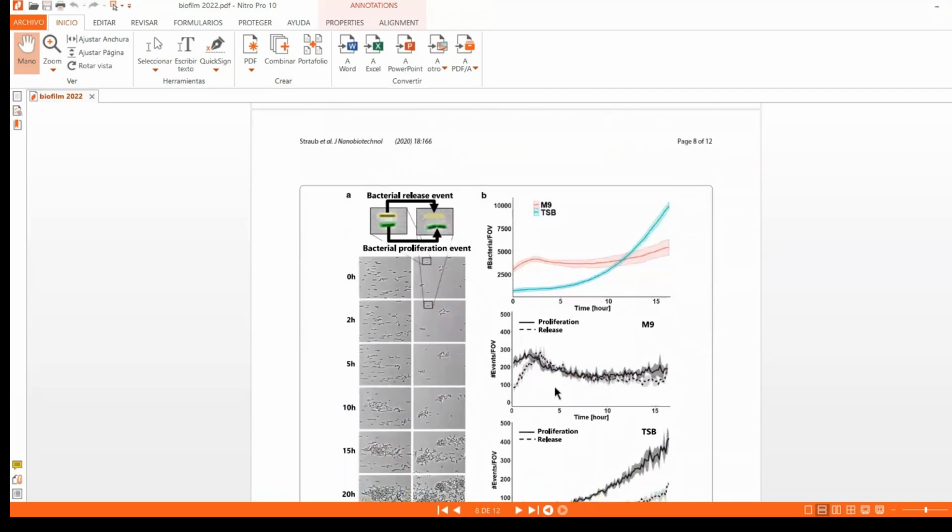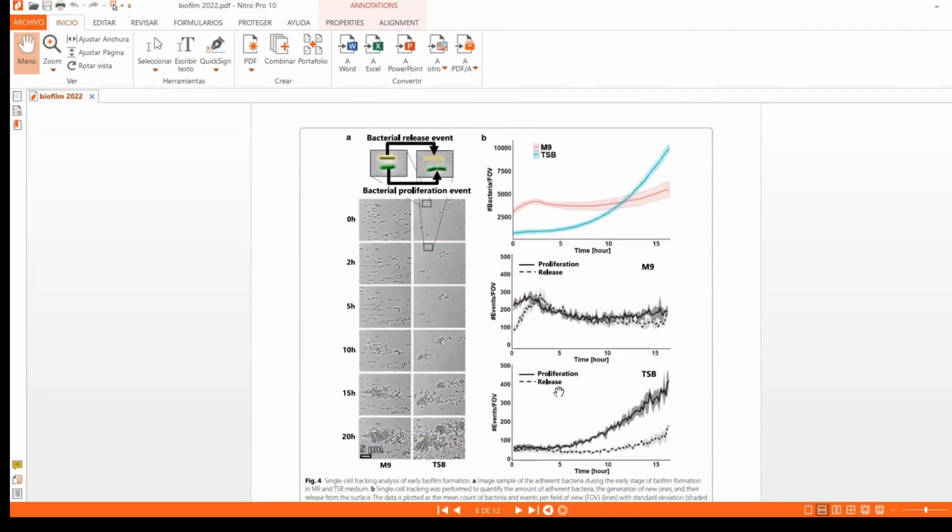Here they studied the bacterial proliferation. So we can observe that in the first hours, the proliferation of the bacteria was better in the M9 medium than in TSB medium. But after 10 hours, the proliferation of the bacteria was better in TSB medium. Here in this graphic, we can observe the same. So after 10 hours, the proliferation of bacteria in TSB increases. And in the other medium, M9, it maintains constant.